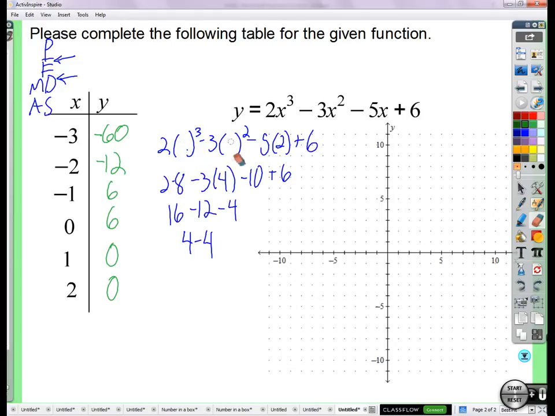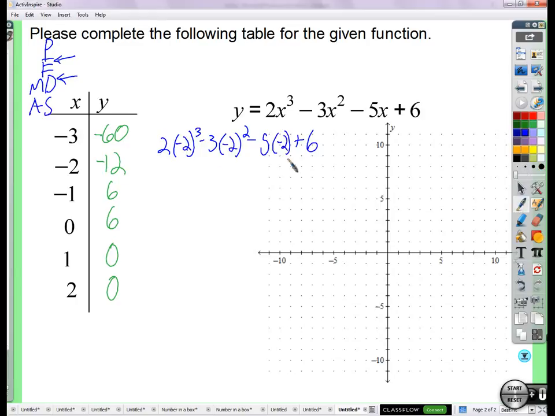Same thing, but we'll do it for a negative 2. Right. Negative 2 cubed, negative 2 squared, negative 2 times negative 5.